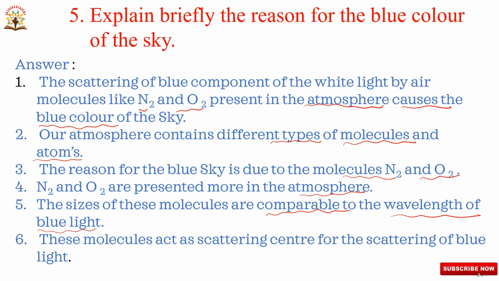Whenever we compare the wavelengths of all colors in the spectrum, that is violet, indigo, blue, green, yellow, orange, red, only blue has a wavelength comparable to the size of these molecules of oxygen and nitrogen. So these molecules act as scattering centers for the scattering of blue light. That's why we are able to see the blue color of the sky. The sky is blue.